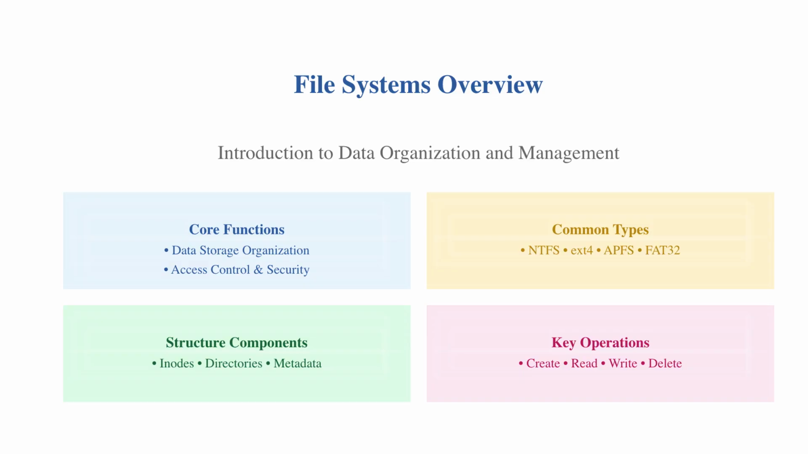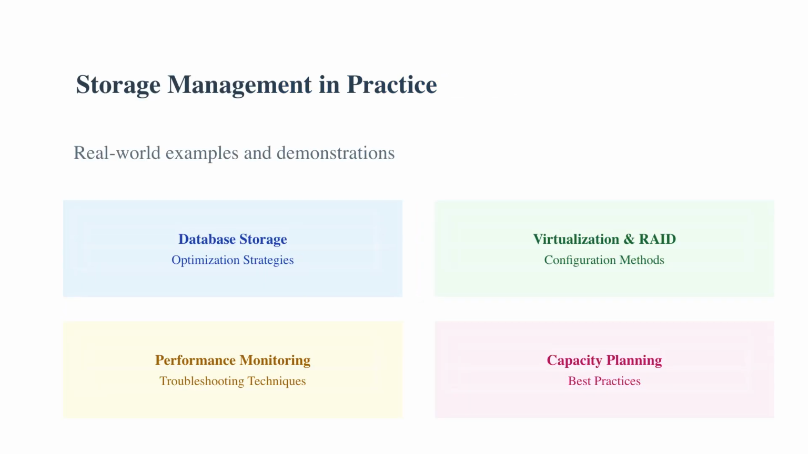Inodes store file metadata and location information, directories organize files hierarchically, and metadata tracks file attributes like creation time, permissions, and size. These components work together to create the file system's organizational framework. Finally, file systems support fundamental operations. Create new files and directories, read existing data, write or modify content, and delete files when no longer needed. These operations form the foundation of all file management activities we'll explore in detail next.